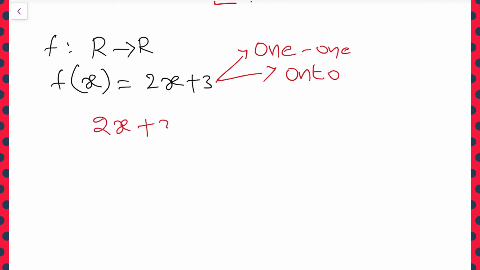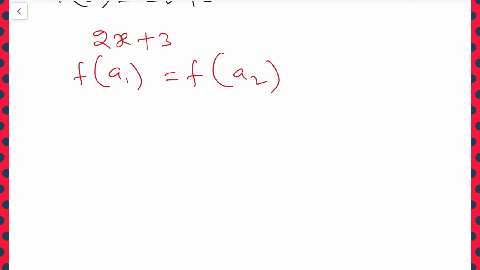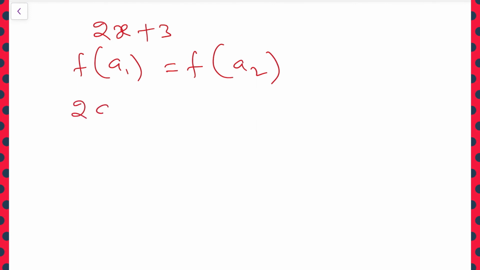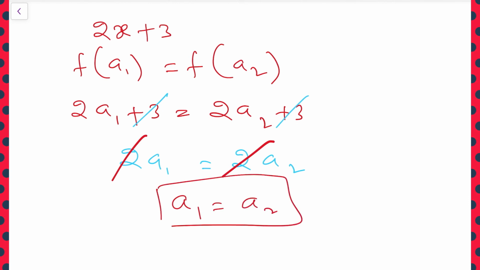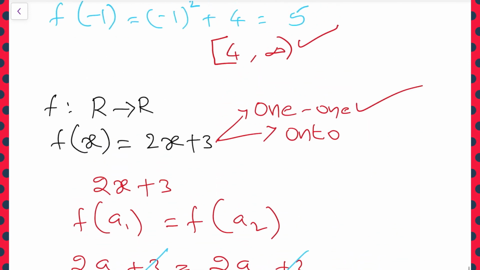2x plus 3 is there. f of a1 is equal to f of a2. 2a1 plus 3 equals 2a2 plus 3. Plus 3 cancels, so we remain with 2a1 is equal to 2a2. 2 cancels, then we remain with a1 is equal to a2. So we got a1 is equal to a2, then it is a one-one function.